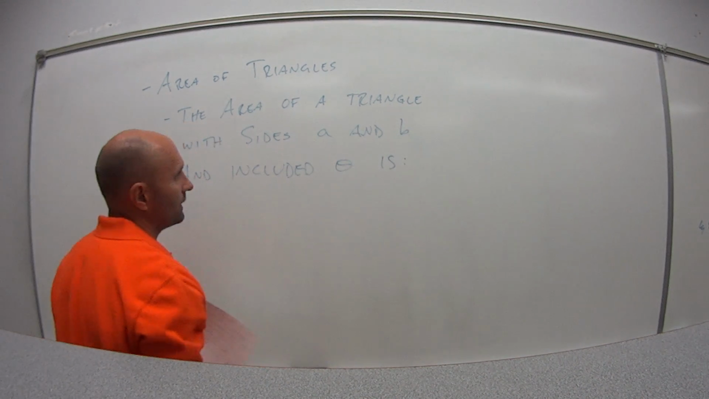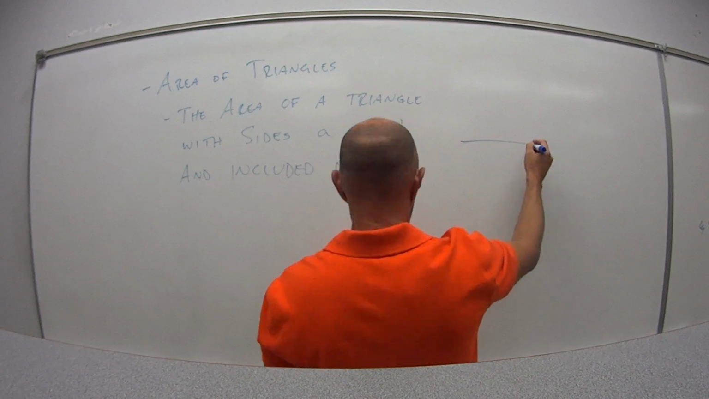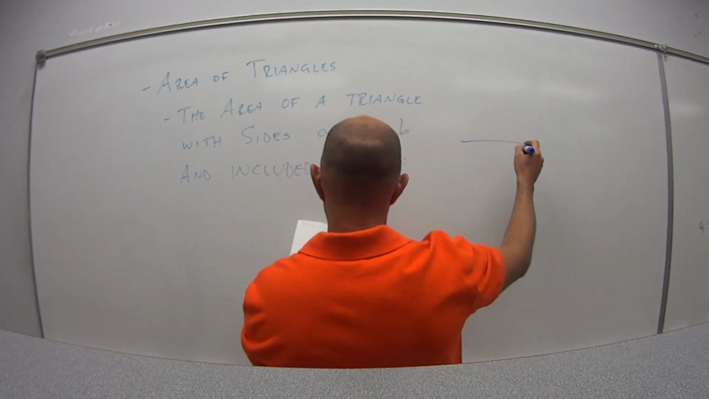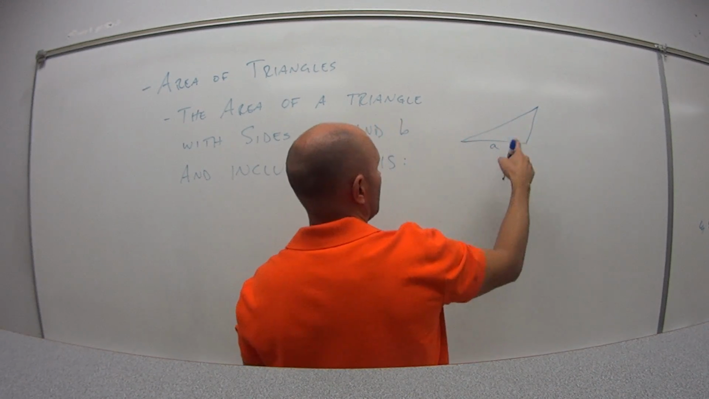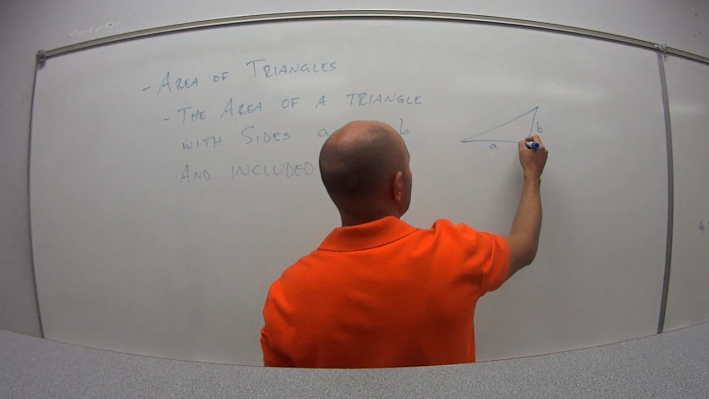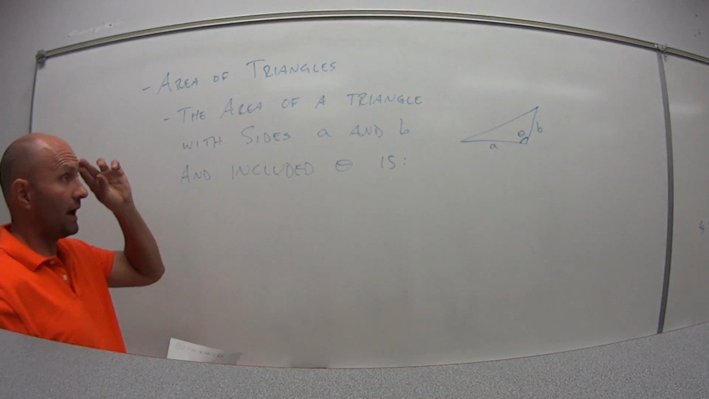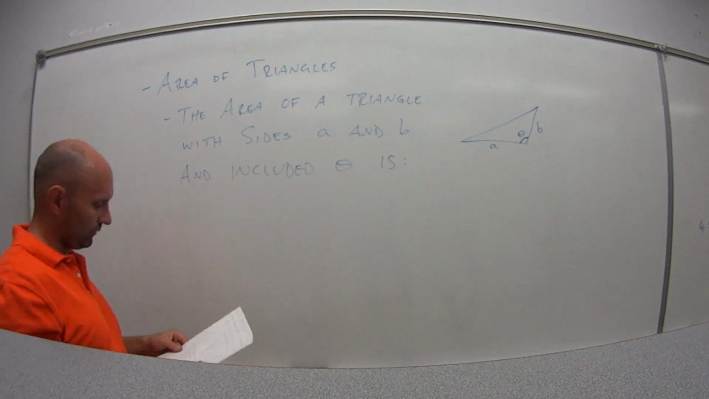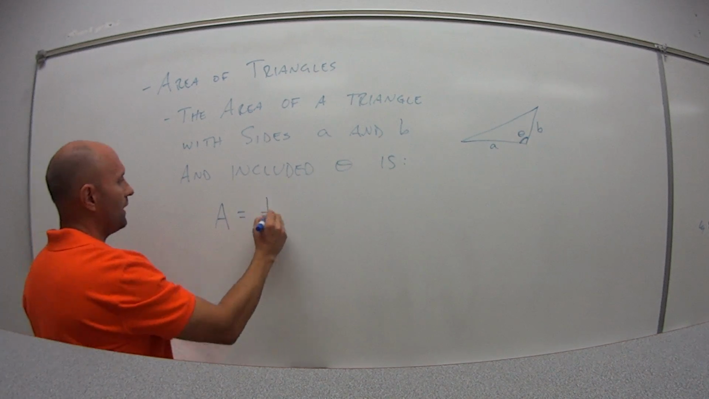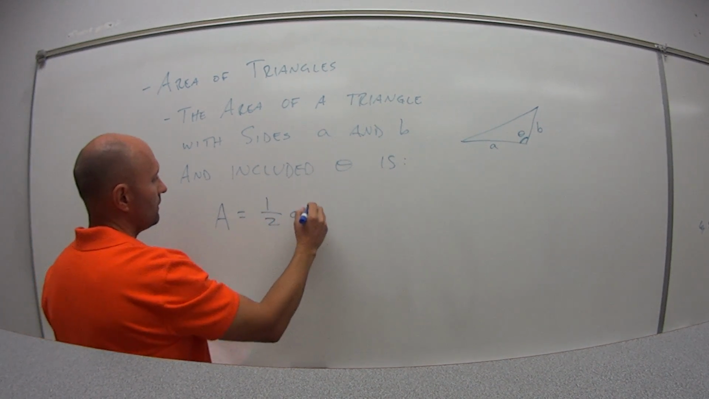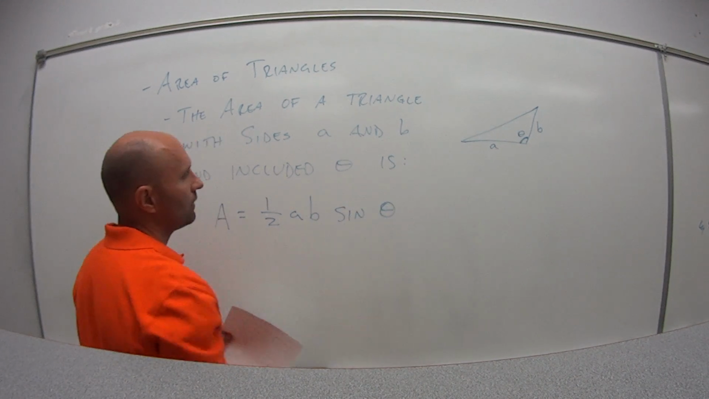So if I have some triangle with side A and side B, and the included angle means the angle that connects side A and B. So if that included angle is theta, the formula is that A, the area, is equal to 1/2 A times B times sine of theta.